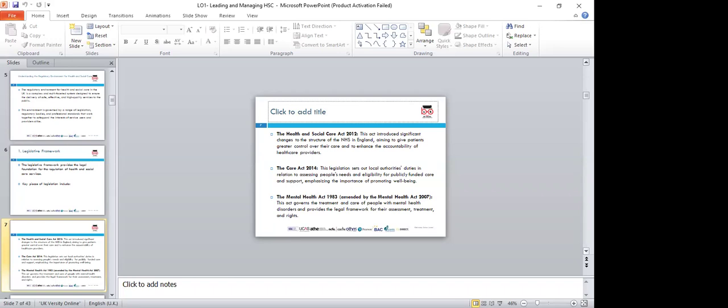Then we have the Care Act. So we spoke about the Health and Social Care Act, and we have the Care Act 2014. This legislation seeks to set out the local authorities' duties relating to assessing people's needs. So we have what we call social care.